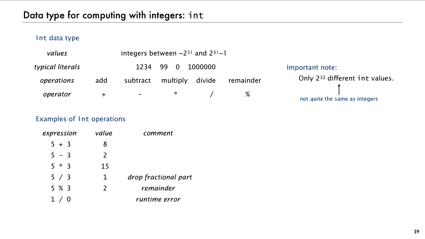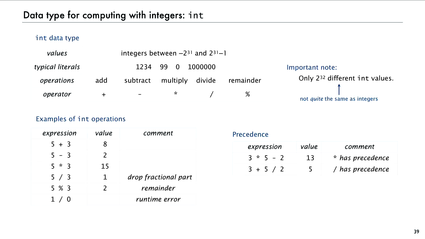If you divide by 0, that's an error. You'll get a runtime error from the Java system. We can write longer expressions, and there's a concept called precedence. If you write an expression that has a couple of operations, which one is going to get performed first? Multiplication and division are going to happen before addition and subtraction.